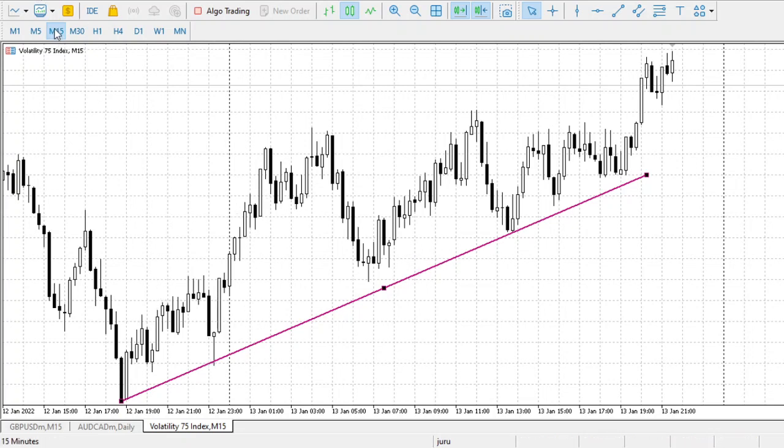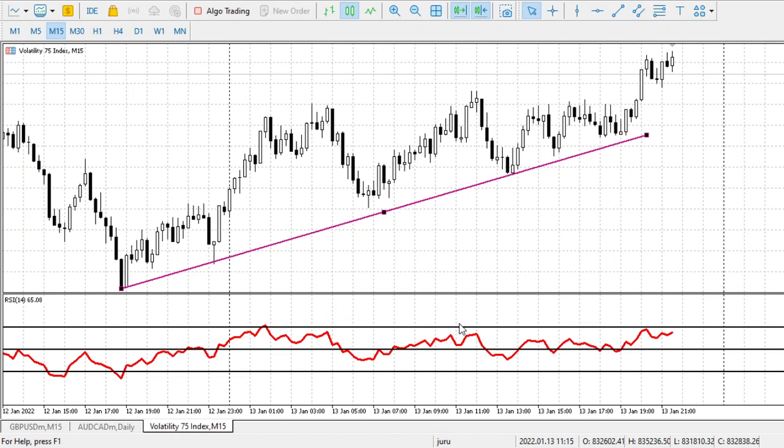Please note that we are using the 15-minute time frame. If you want to add extra confirmation to this strategy, you can use the RSI, which is the relative strength index. You can find it under indicators, then oscillators if you are using MetaTrader 5 on PC. On your phone, you can also search for it under oscillators, then you can enter. We are going to use period 14, as you can see.